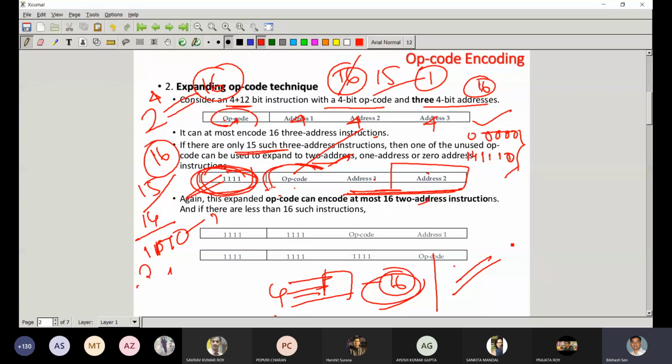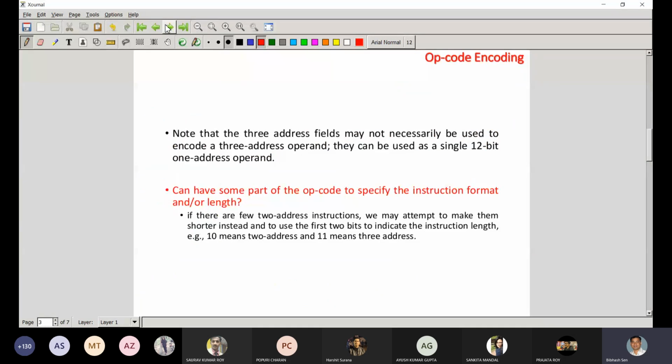So it is found that this technique is very good for opcode encoding. But the problem is that in this opcode encoding, the number of bits to be searched for decoding is more, so the control unit design becomes very complicated. Note that the 3 address fields may not necessarily be used to encode a 3 address operand. They can be used as a single 12-bit 1 address operand also.